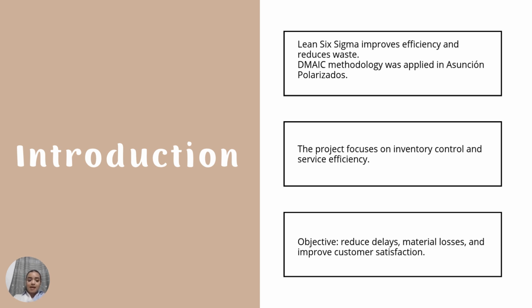Lean Six Sigma is a methodology used to improve processes, reduce waste, and increase efficiency. In this project, the DMAIC methodology was applied in Asunción Polarizados, a family business dedicated to window tinting service. The main objective of the project was to reduce service delays, material losses, and improve customer satisfaction through better inventory control.